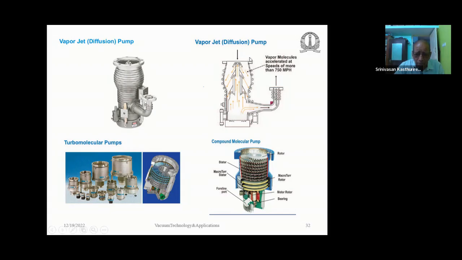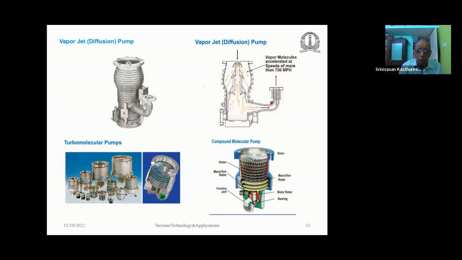So now it is making sure that the oil does not escape. What you see is high vacuum on the upper end and low vacuum at the bottom end. So the molecules are now collected at the base of this pump, and they have to be removed. So you require a backing pump. This backing pump makes sure that these molecules are continuously removed. So this is what is called a vapor jet diffusion pump.